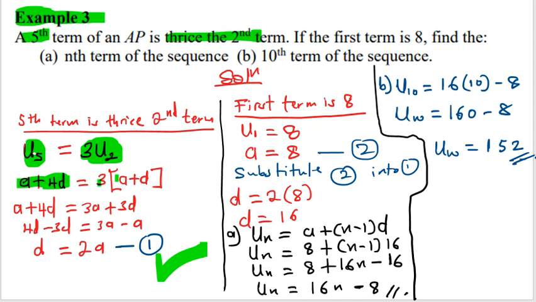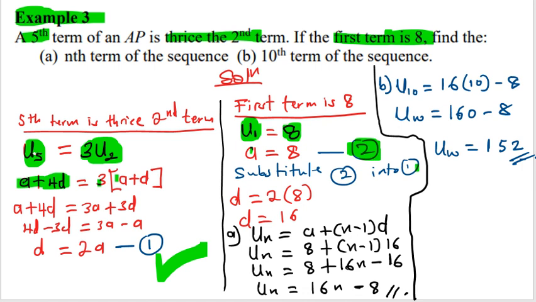Now the next statement is, if the first term is 8. So first term is 8. What is my first term? My first term is 8. So U1 is 8. Now we know that U1 is the same as a. So a is equal to 8. Then that becomes equation 2. What do I have to do? Substitute this equation 2 into equation 1.